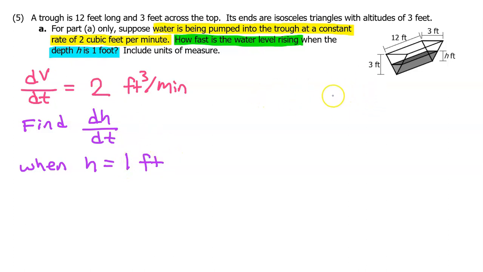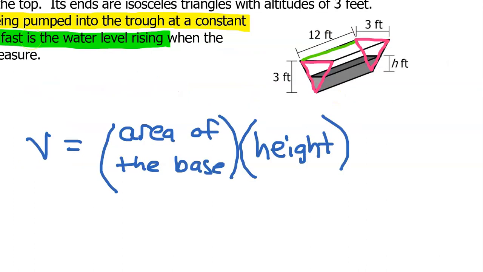Now we need some sort of relationship that connects these things together. We need some sort of relationship between h and volume. So, well, right there, we're given volume. So we probably are going to need to work with the formula for volume. This trough is in the shape of a prism, and the formula for the volume of a prism is area of the base times the height.